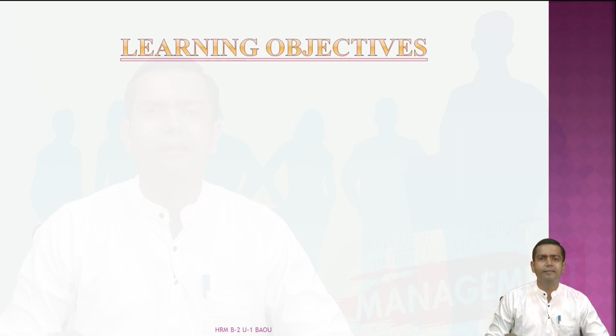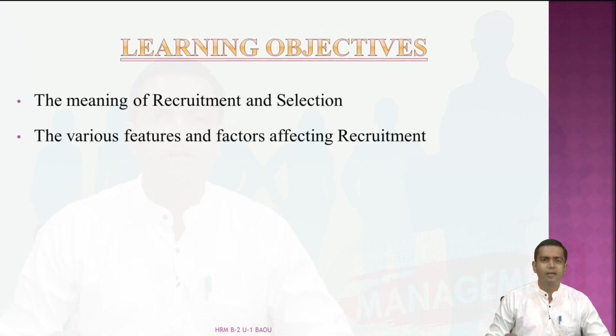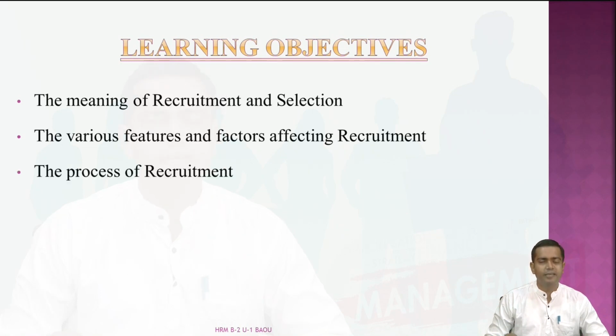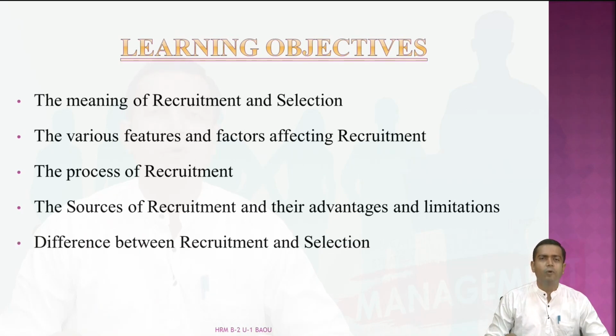So these are the learning objectives, meaning what is recruitment, what is selection, then what are the different features which might affect recruitment activity. Recruitment can be an activity, it could be considered as a function. Both are one and the same. Process, how recruitment is going to get through. What are the sources from where companies are getting people? What is the difference between recruitment and selection? And finally, the process of selection. So these many things we try to cover in today's session.